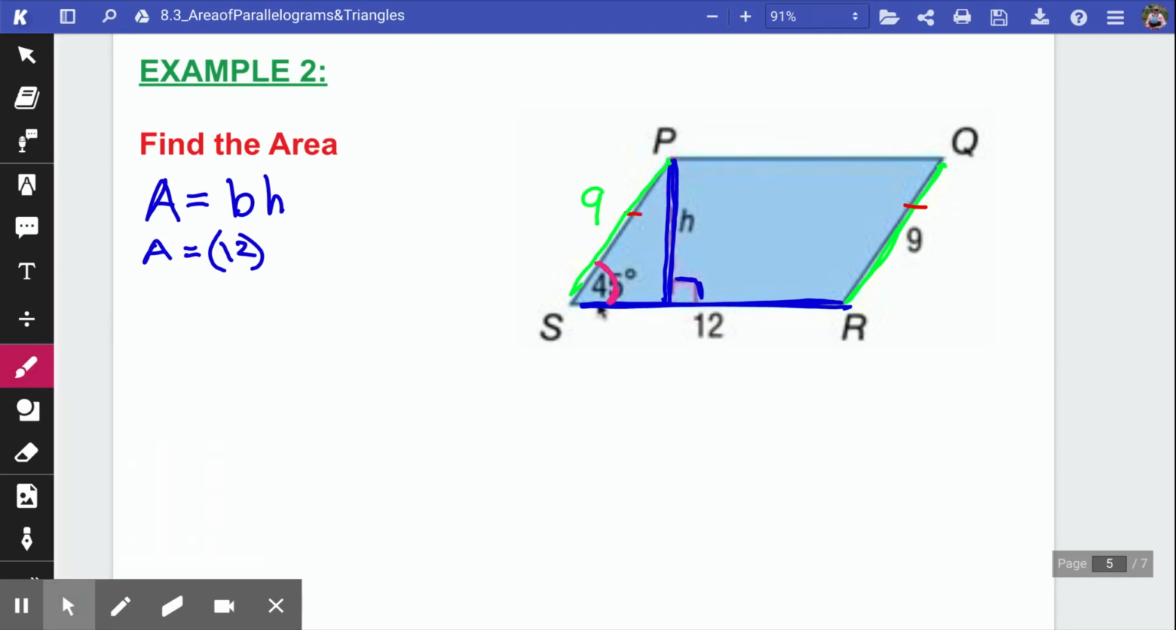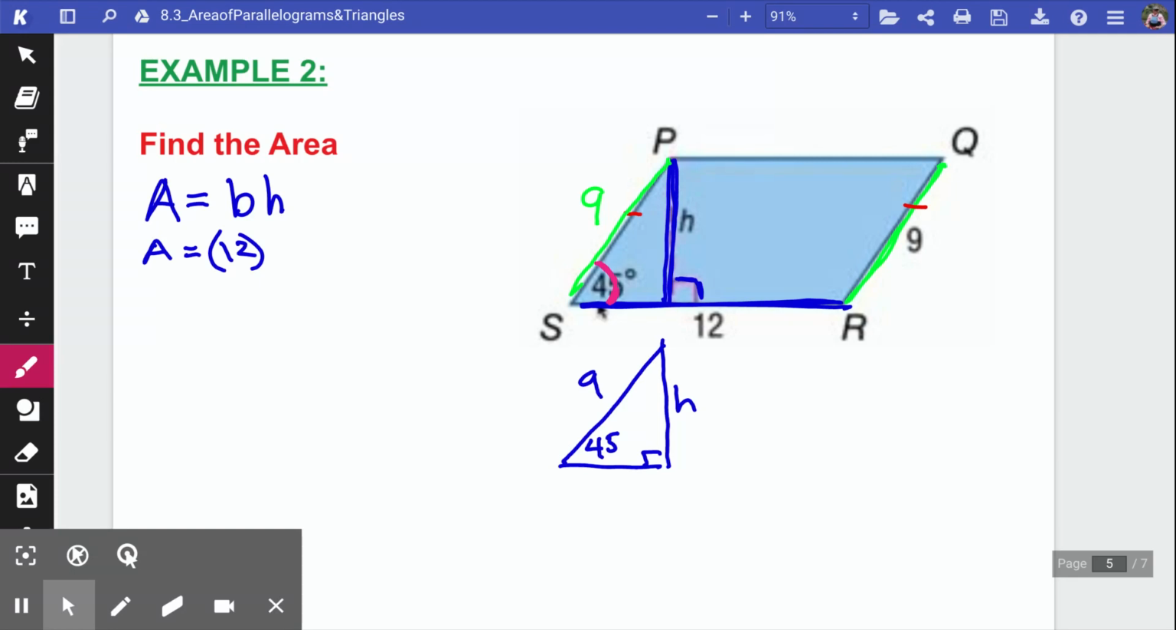So really what I have, I'm going to pull it out so that we can see it, is that I'm pulling out this triangle. This is 45, this is 9, and I'm looking for my height, and I have a right angle. So we have two options here. If this right here is a 45-degree angle, then this must be a 45, 45, 90 triangle. So we can use our properties of special right triangles to solve this, or we could use trig.